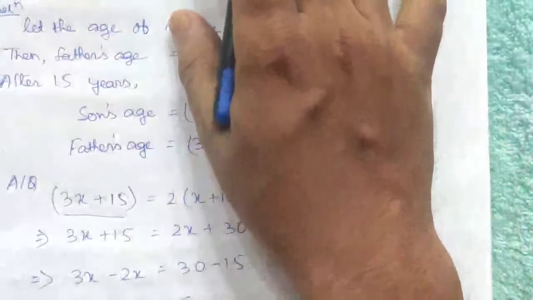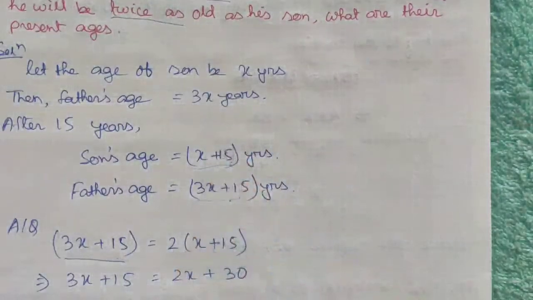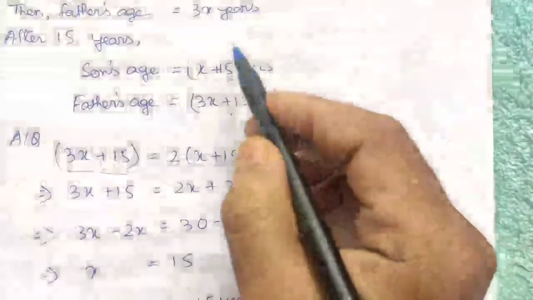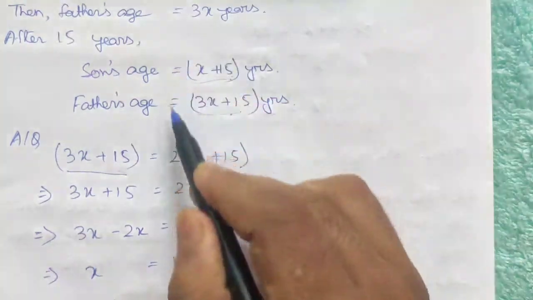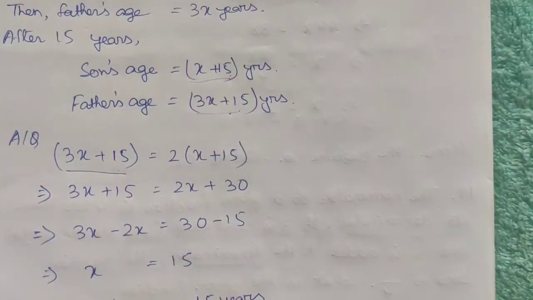We have to follow this one. Look, after 15 years, you will be twice as old as his son. Means if after 15 years, suppose son's age is x, so father's age will be what? 2x, right? Now consider this one as x after 15 years. Clear? After 15 years, now consider this x plus 15 as x. Okay. So after 15 years, father's age will be what?